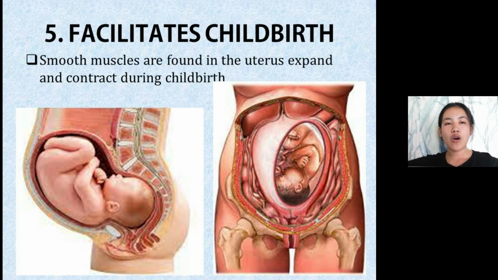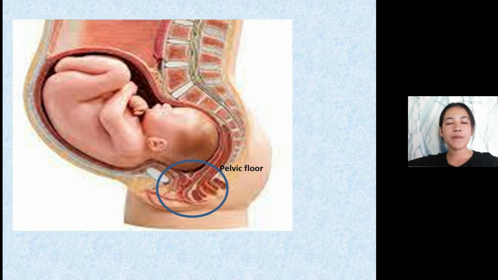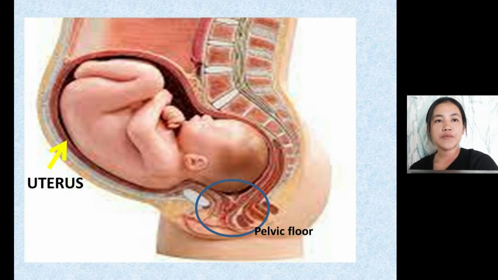When a woman goes into labor, the smooth muscles of the uterus contract and relax to help push the body of the baby through the vagina. Also, the pelvic floor muscles help guide the baby's head down the birth canal. Therefore, smooth muscles found in the uterus are very relevant during childbirth, for they contract and expand so that the fetus will come out properly.